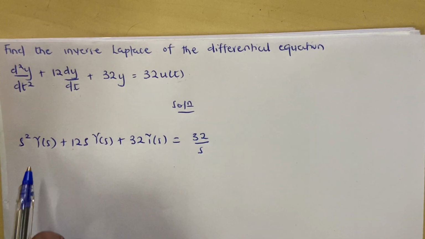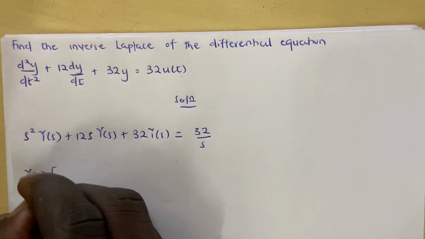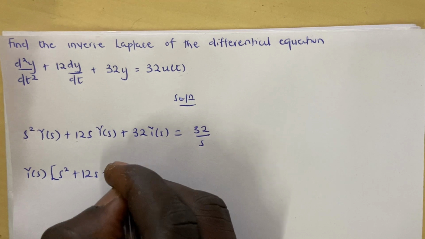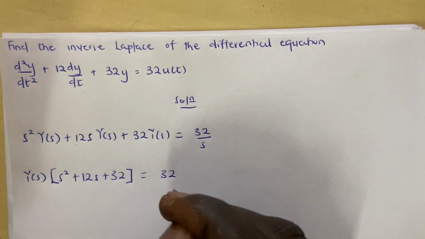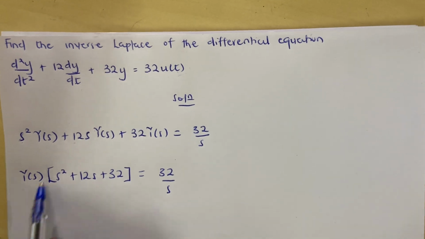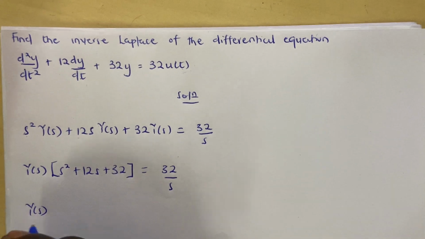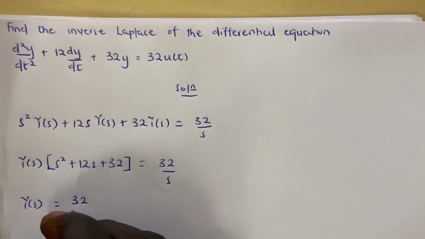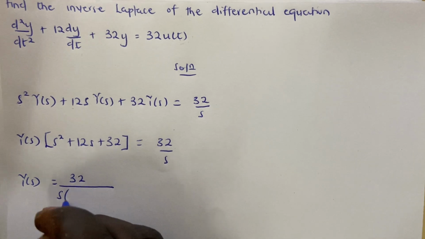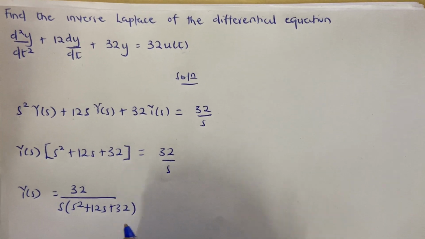Here we can see that Y of s is common to all of them, so we can bring Y of s out. We get s squared plus 12s plus 32, and it will give us 32 over s. Now we want to find the function itself, which is Y of s. So we make Y of s stand alone, and we get Y of s equals 32 over s, and this goes down here, so s will be multiplying s squared plus 12s plus 32.